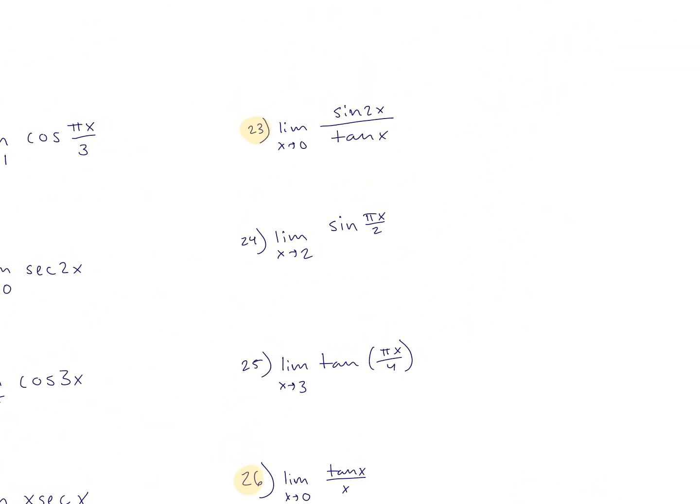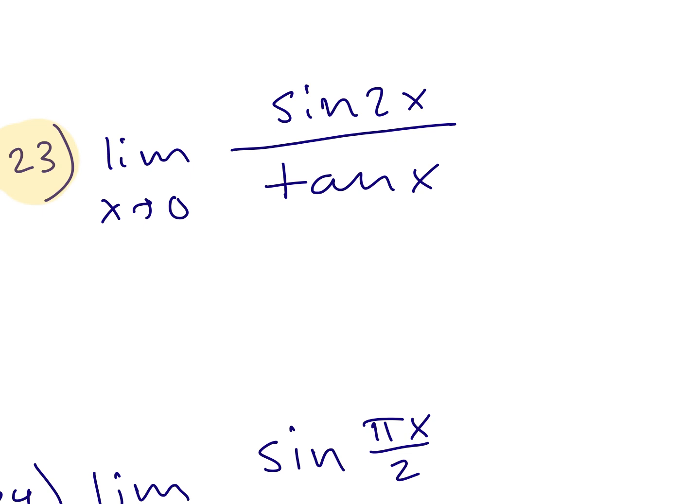Let's look at 23. So with 23, looking at it, we have sine of 2x. You may think, oh, I want to use my double angle formula, but I don't remember my double angle formula. So let's try something else. If we use direct substitution, the sine of 2 times 0 would just be the sine of 0, which is 0. We just did that. Tangent of 0 is also 0.